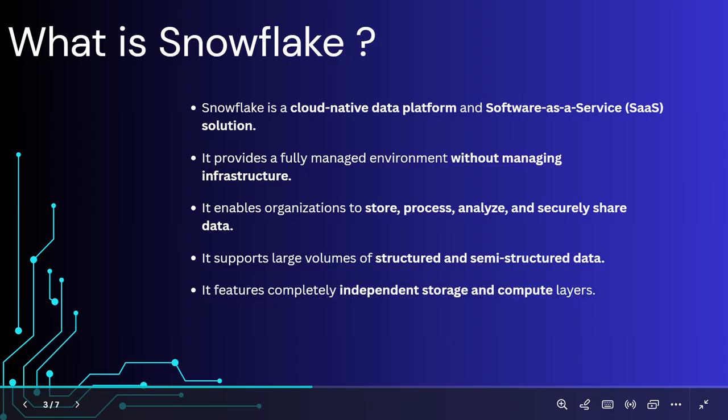Fifth, it features completely independent storage and compute layers. This is the most important point on the entire slide. Pause here with me for a second. Snowflake has completely independent storage and compute layers. That means you can scale your storage and your processing power separately without one affecting the other. This is what separates Snowflake from every traditional data system. We will go deeper into this when we reach the architecture slide.